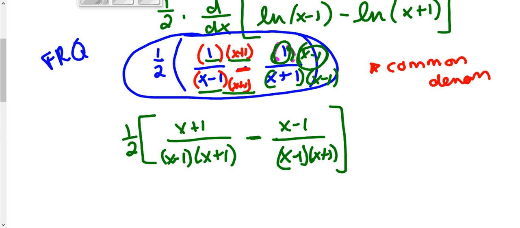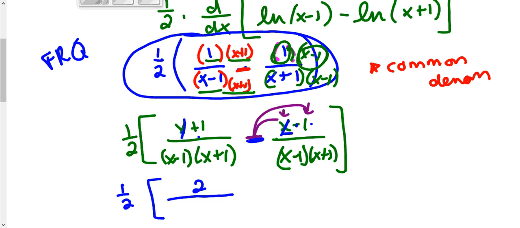Now that these have the same denominators, you can actually subtract them together. Just be careful with subtracting. We're going to subtract the x and the -1, so this basically gets distributed. That's something that can be tricky to keep track of in these problems. So we have 1/2 times x minus x is 0. Those cancel out. 1 minus -1 is 1 plus 1, which is 2, over x plus 1, x minus 1.